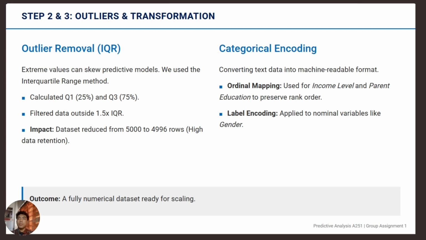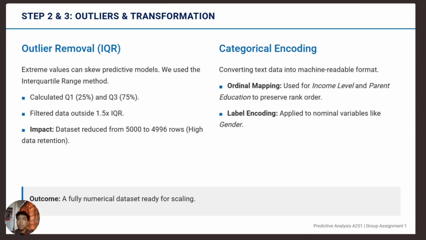Okay, so in this part of the preprocessing, we focus on two steps: removing outliers and encoding categorical variables. First, for outlier removal, we use the IQR method. We calculate Q1 and Q3, then filter out values that were too far outside the normal range. Outliers can affect the accuracy of our predictions, so cleaning them helps stabilize the dataset. After this process, the data went from 5,000 to 4,996 rows. This means we removed only a few extreme values while keeping almost all the information.